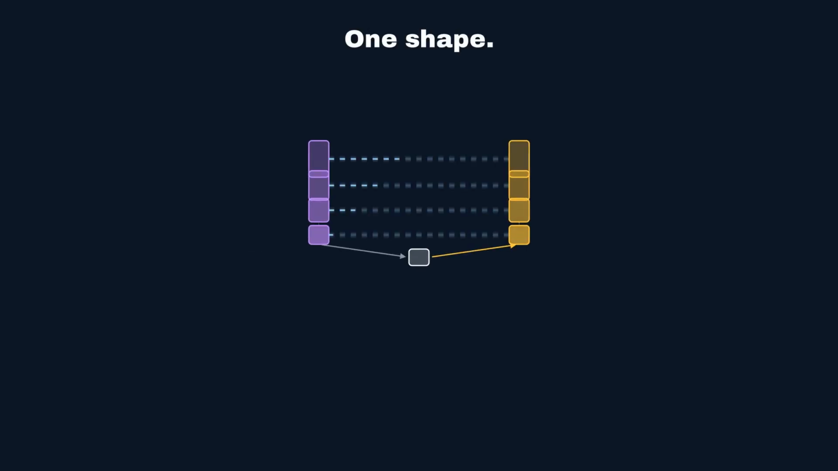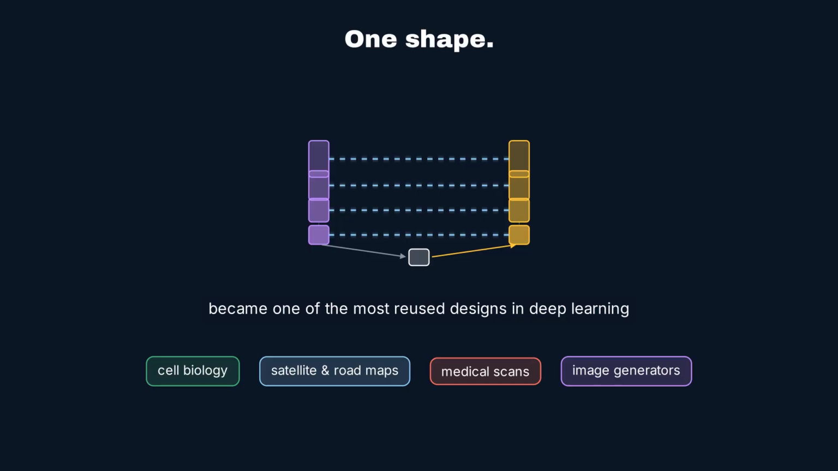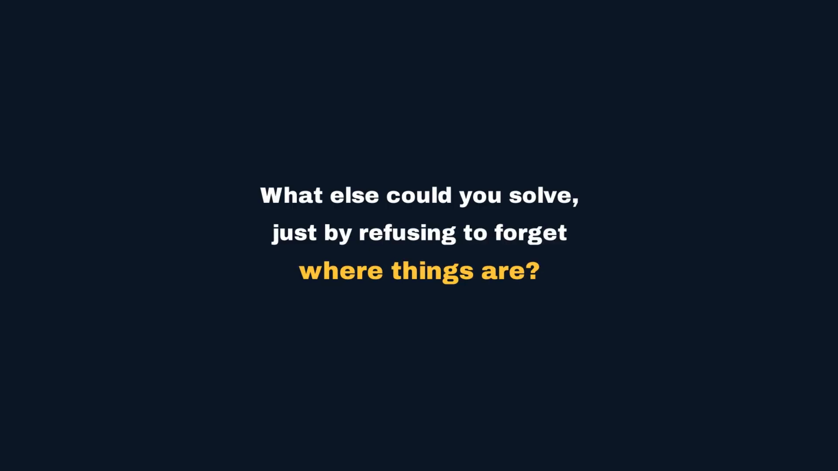That one shape, an encoder, a decoder, and skip connections between them, became one of the most reused designs in all of deep learning. Cell biology, satellite and road maps, medical scans, even the image generators behind modern AI. So, one question to leave you with. What else could you solve just by refusing to forget where things are?